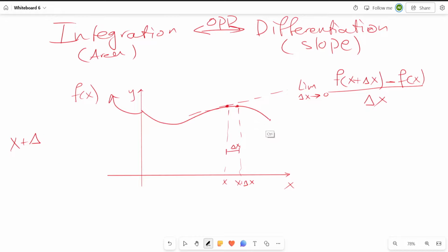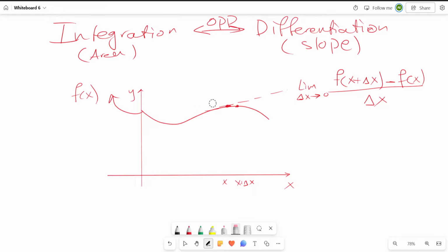So in the idea where this delta x becomes very small, infinitesimally small, this becomes the limit where delta x approaches 0, and this is basically the idea of differentiation of this curve. Okay, so this is differentiation.